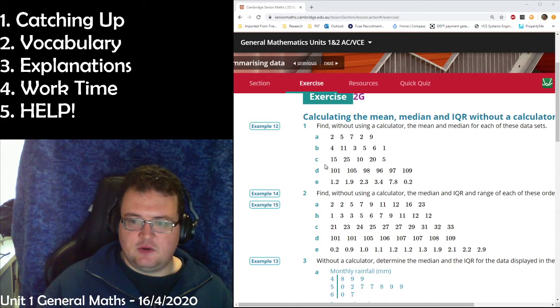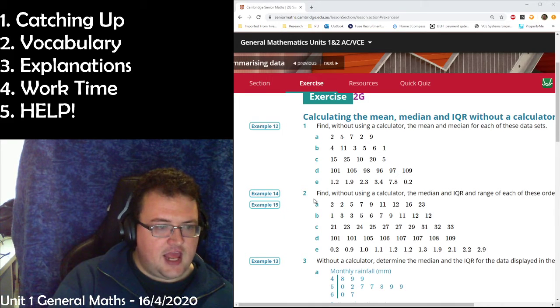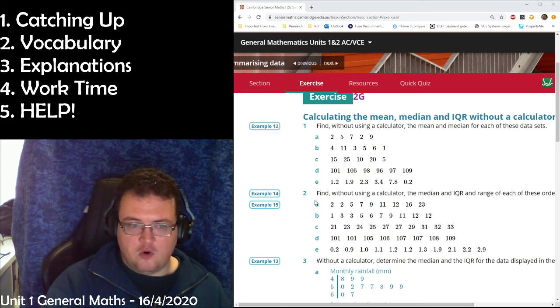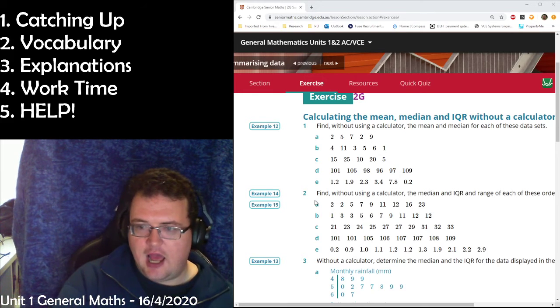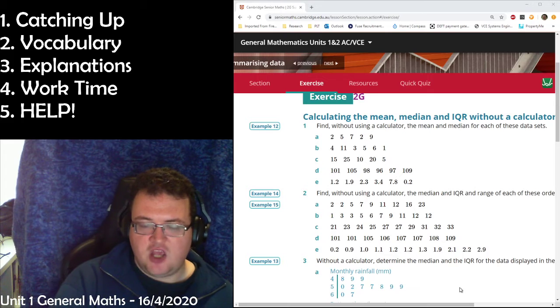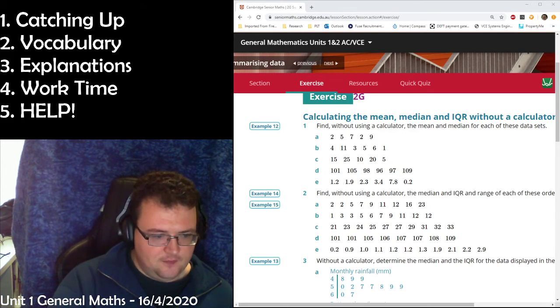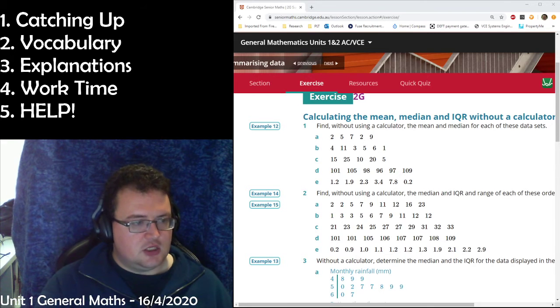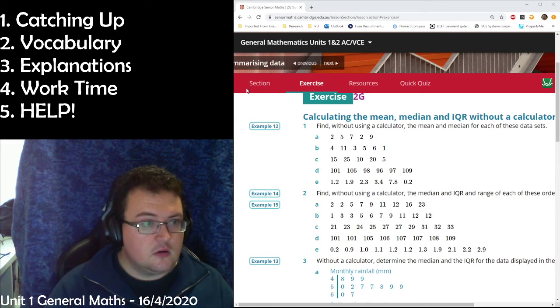Now, the second question has a larger data set. They have in fact sorted it for you already, but you are then required to find the IQR and range. Remember, range is the largest minus the smallest. The IQR is Q3 minus Q1. I'm going to add that to my little thing.